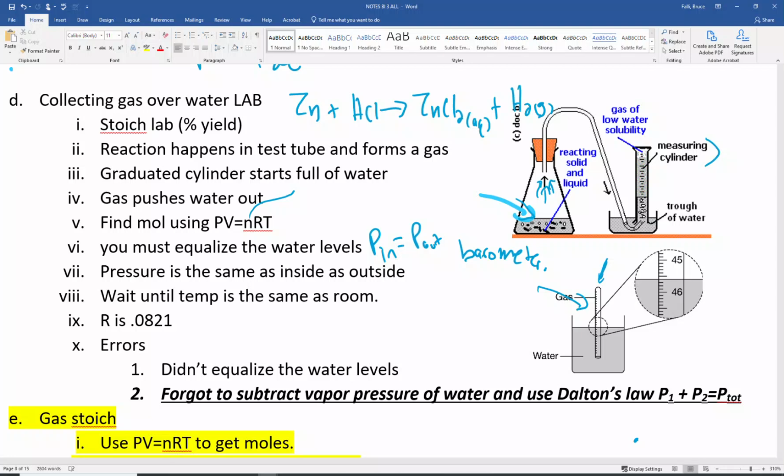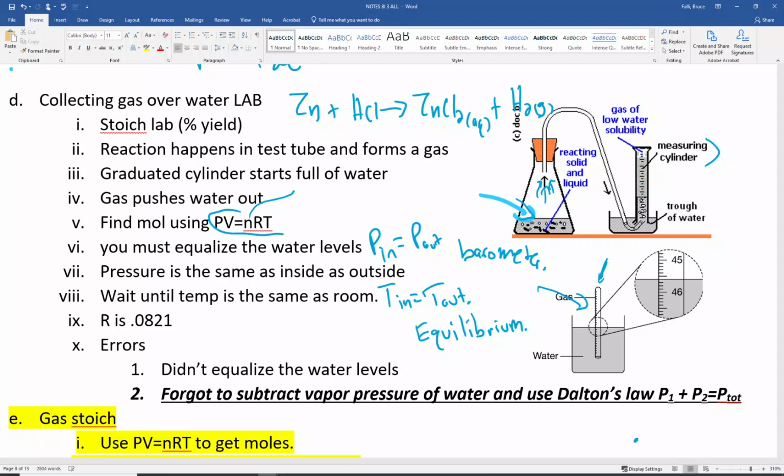All right. We wait until the temperature is the same as the room. Okay, so that means, again, T in equals T out. And sometimes you'll hear this called equilibrium. So we're going to be in thermal equilibrium and pressure equilibrium. And we'll get into equilibrium more later.